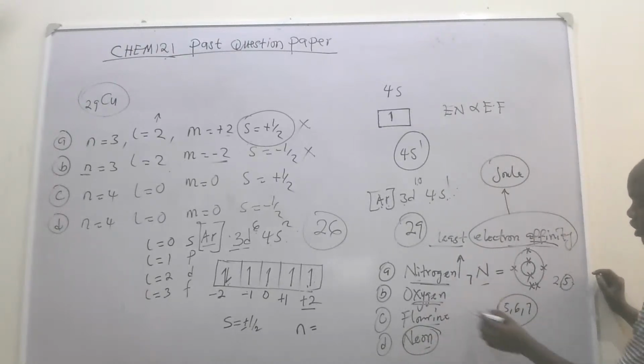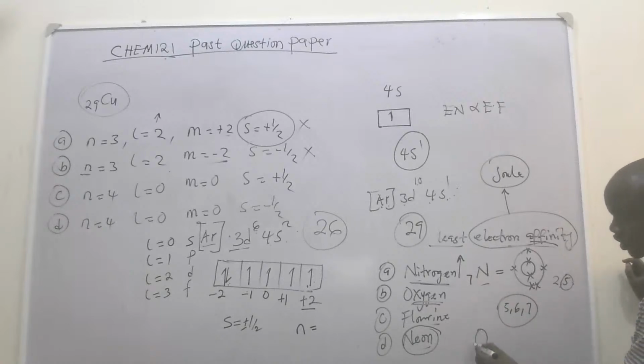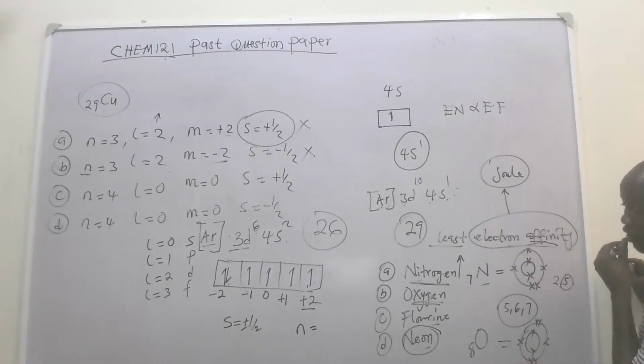Oxygen has atomic number 8. So we have first 1, 2, then 1, 2, 3, 4, 5, 6. So it has 2, 6, which means it has 6 electrons on its outermost shell. So it is also a non-metal, and it has a strong electron affinity.